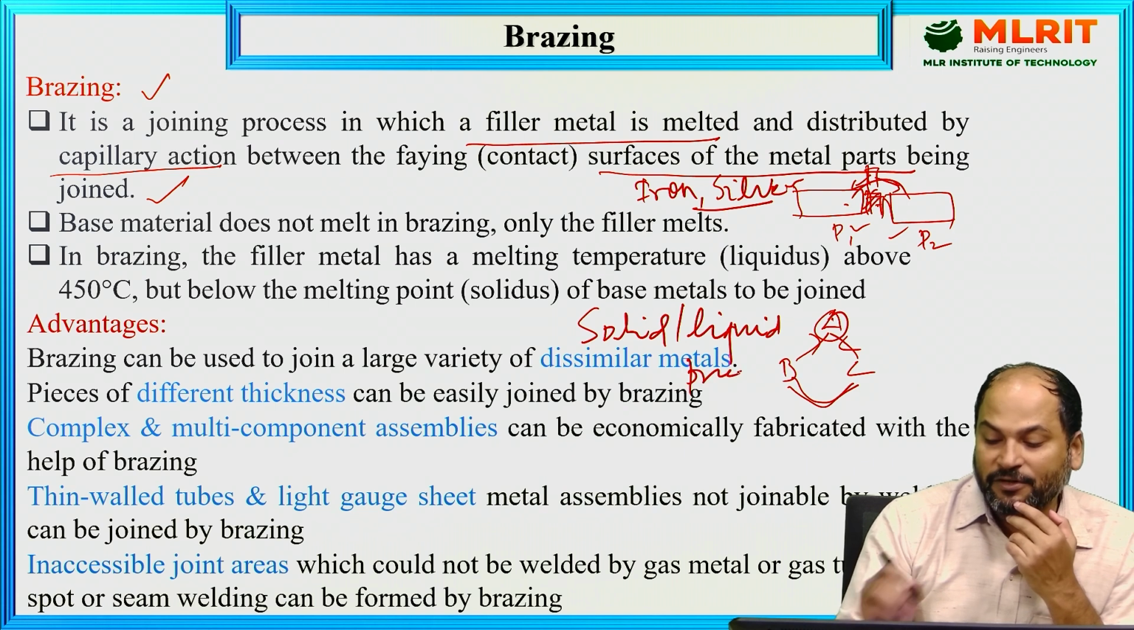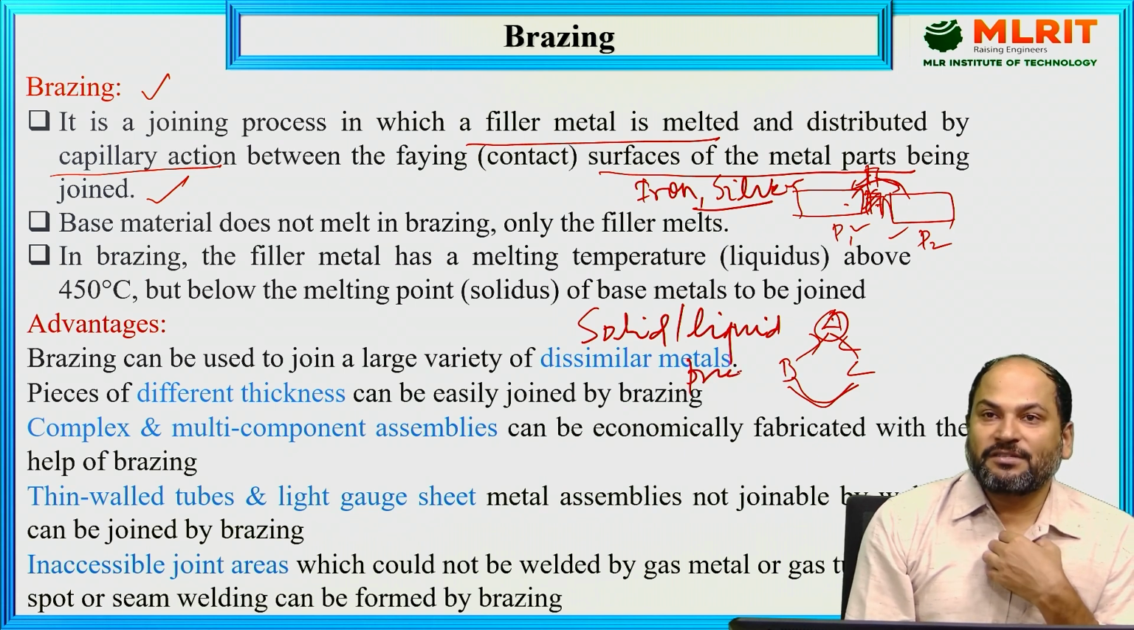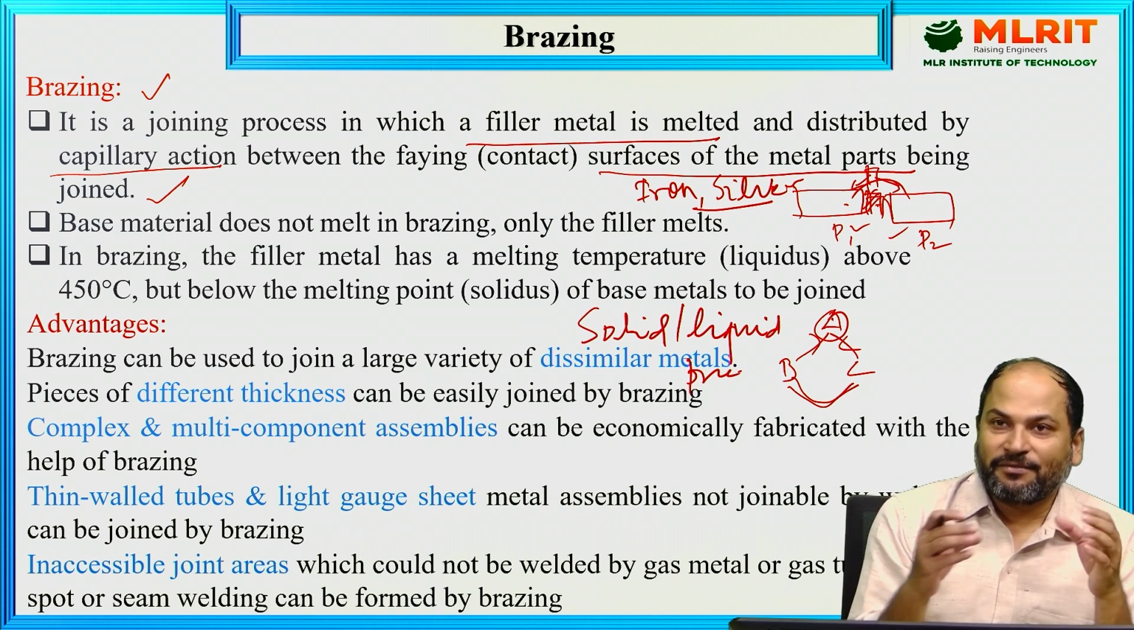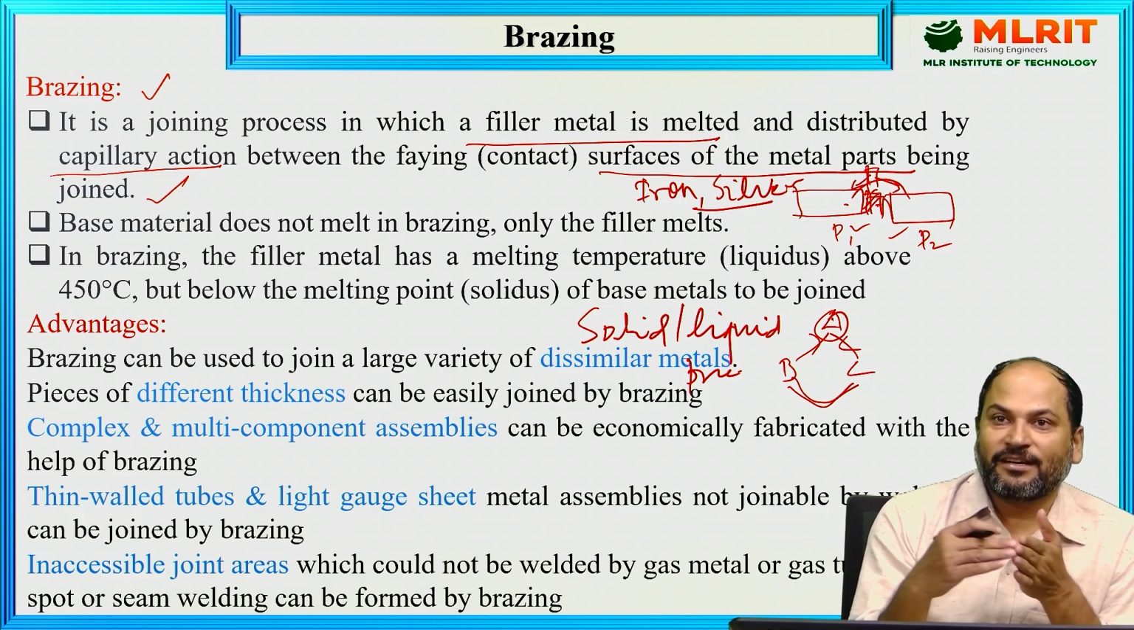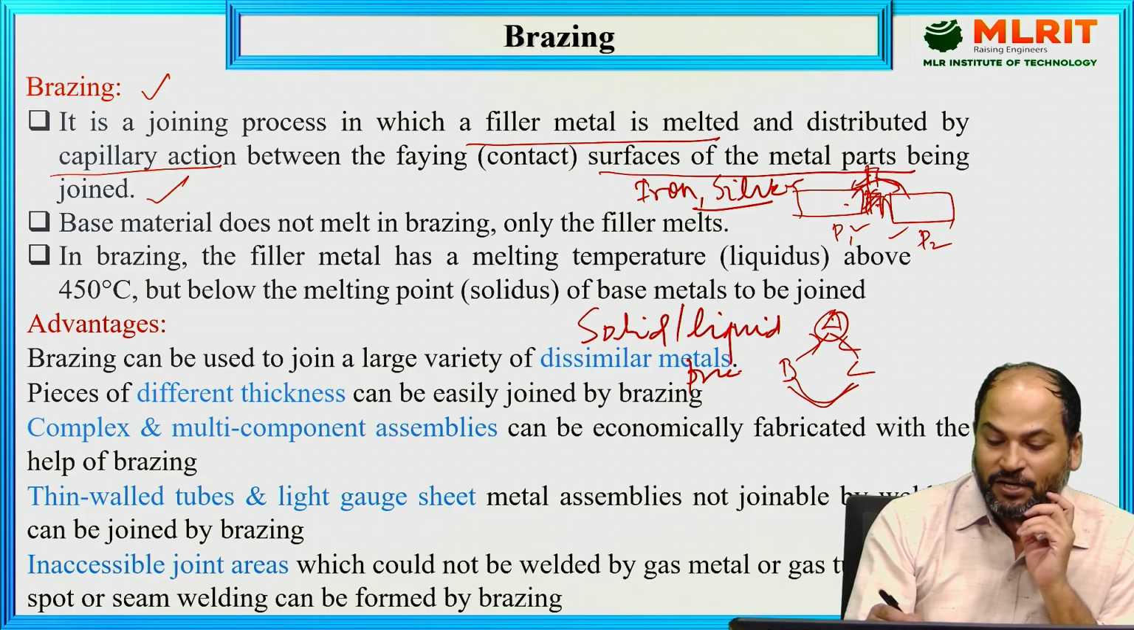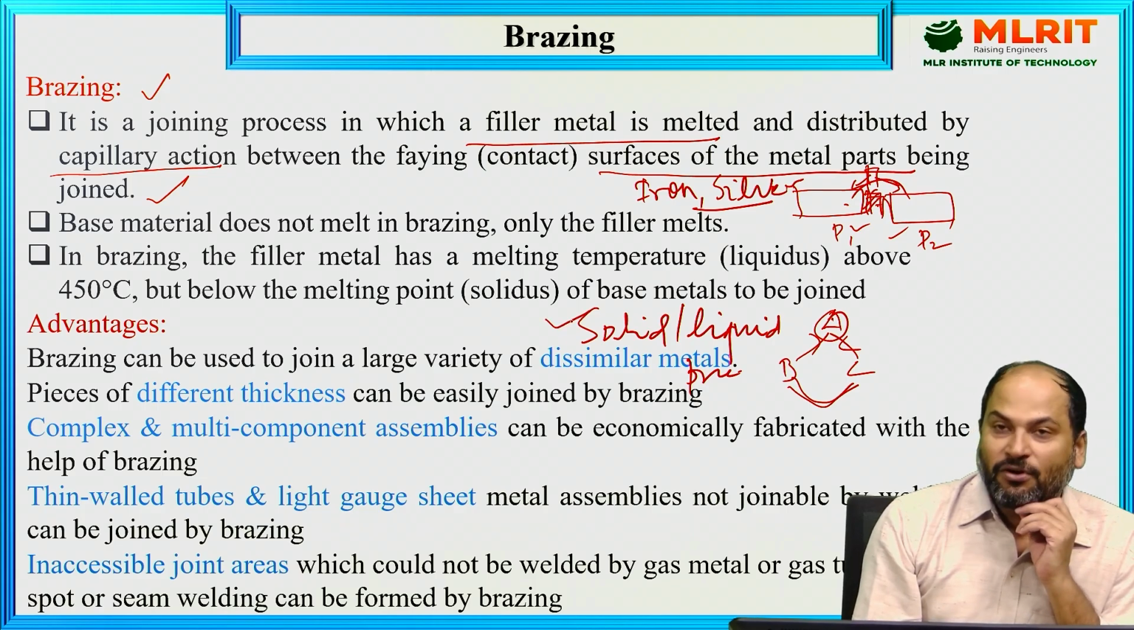Solid liquid process means the base metals that we are joining together are in their solid state, but the filler that we are using is in liquid state. So sometimes it is known as the solid liquid process.